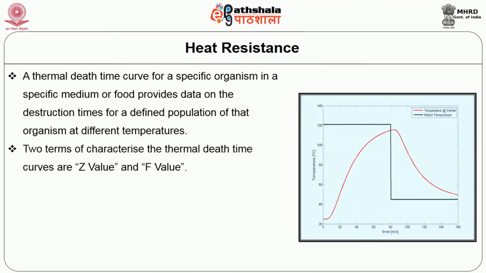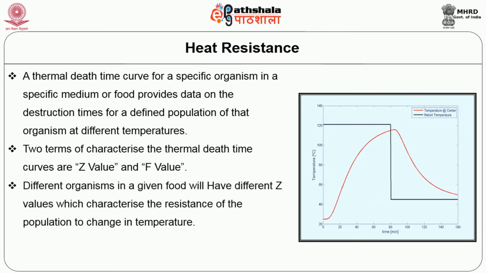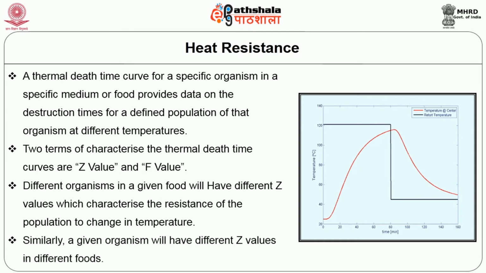Two terms characterize the thermal death time curves: Z value and F value. Different organisms in a given food will have a different Z value, which characterizes the resistance of the population to change in temperature. Similarly, a given organism will have a different Z value in different foods.